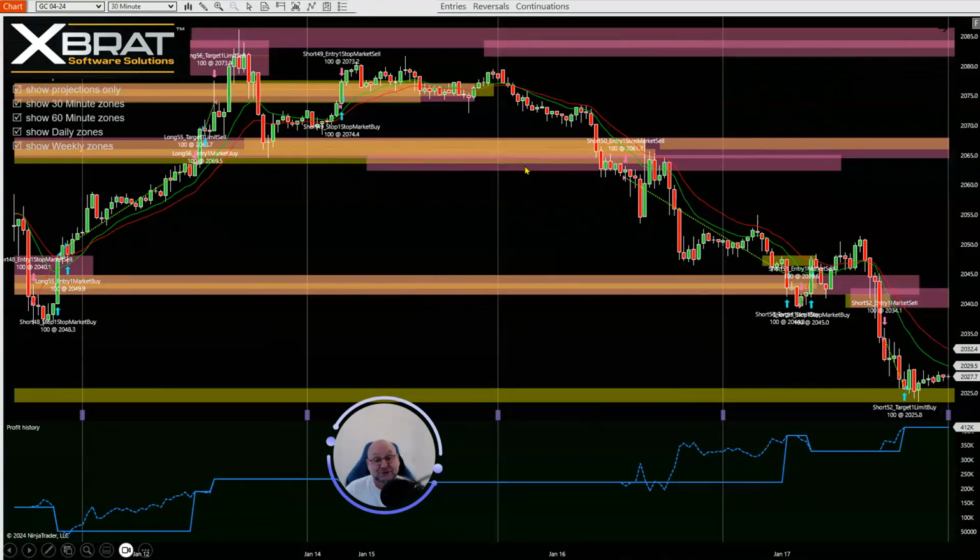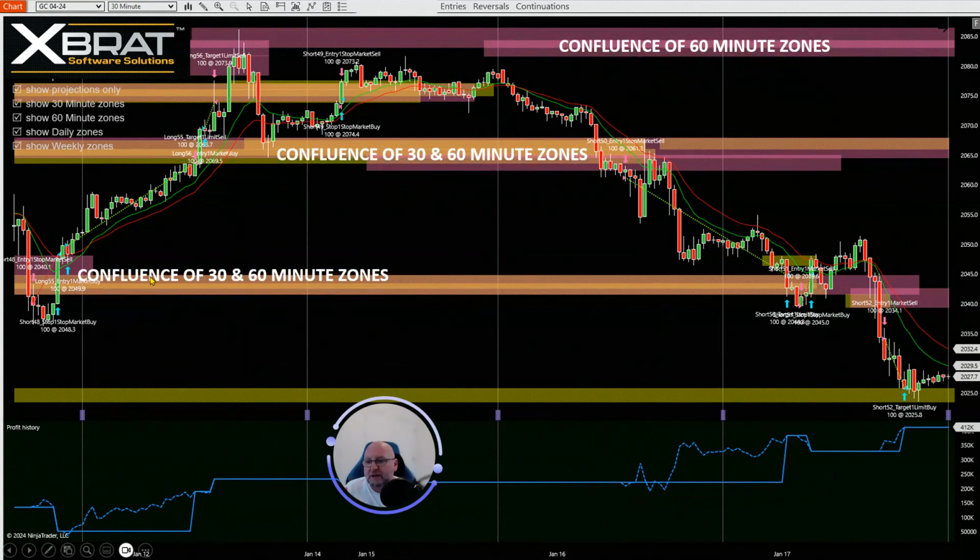So the next example is gold, and we're going to show you some losers in here as well. I'm not going to tell you why. That's for when people get the software and understand a little bit more about the confirmations. But what we have here is lots of confluence zones. We've got a confluence of 30-60, a confluence of 30-60, and a confluence of 60. So the software has helped to define the operational landscape.